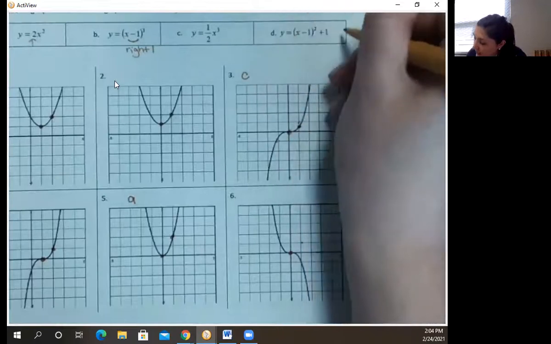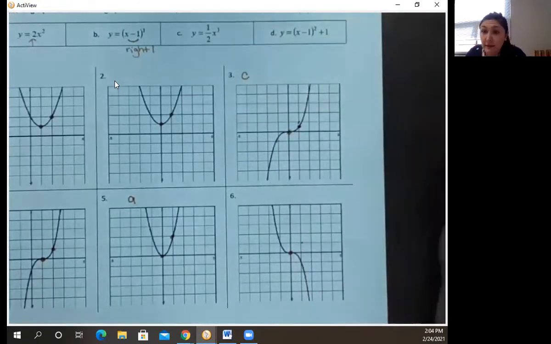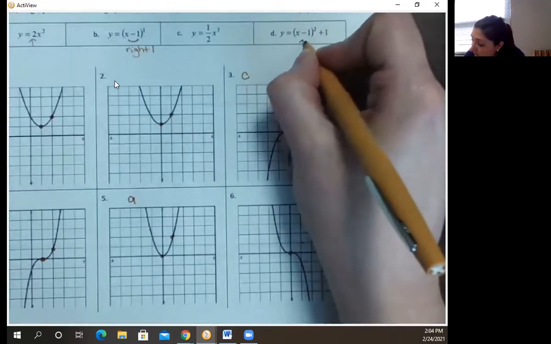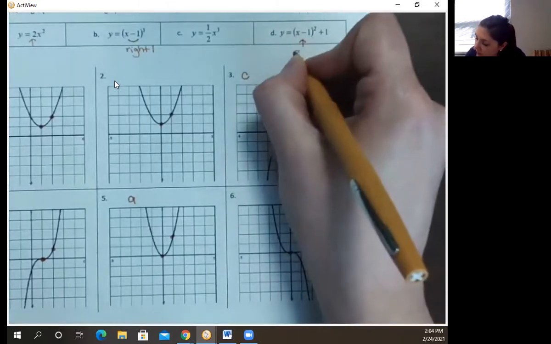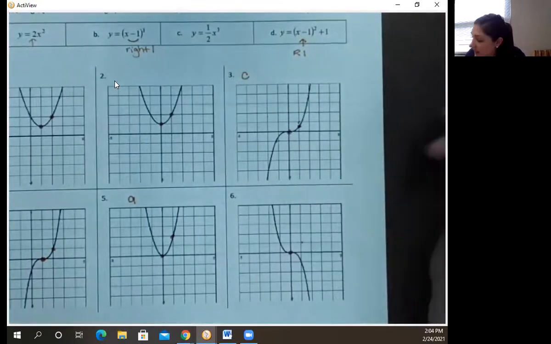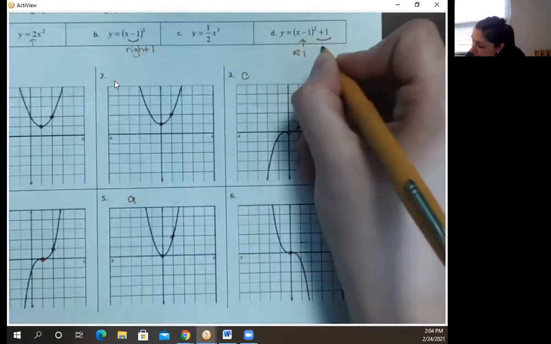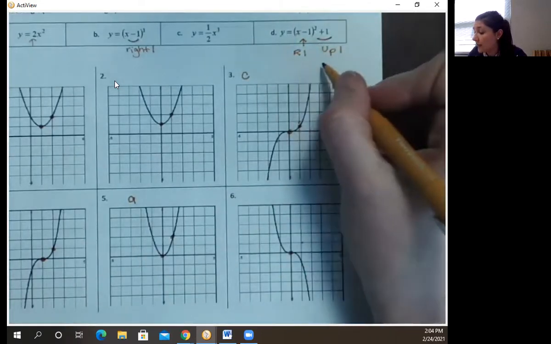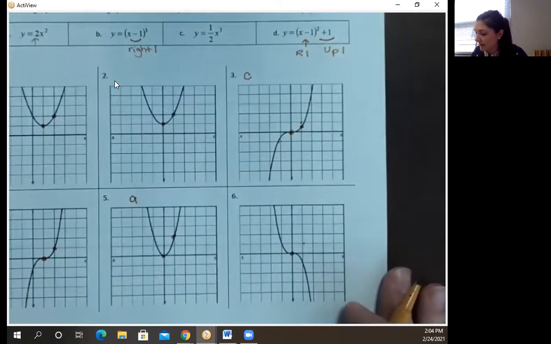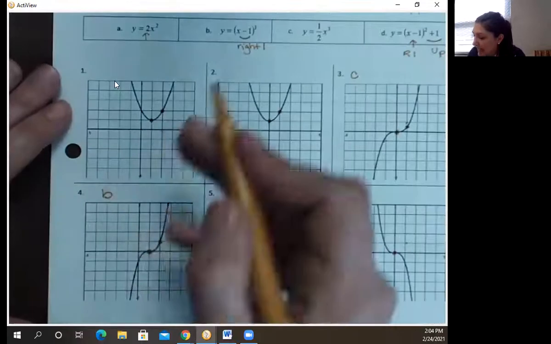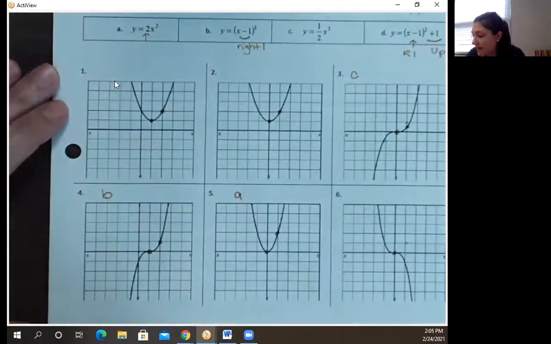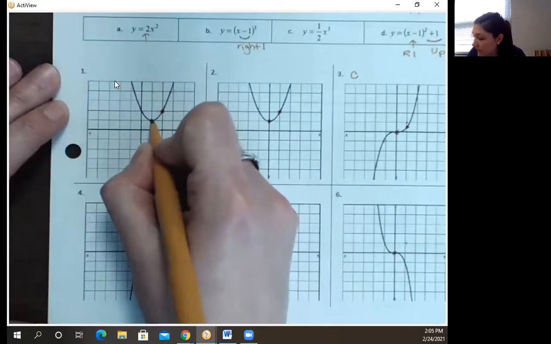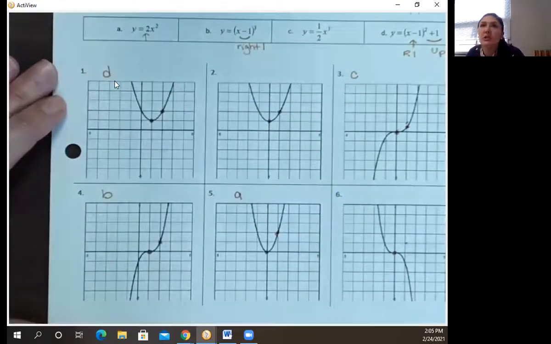The last equation that we have is another quadratic, since it's an x squared function. The -1 here in parentheses with x is going to tell me to move to the right 1 unit. And then the +1 at the end is going to tell me to move up 1 unit. So I'm looking for a parabola that's not stretched or compressed at all, but its vertex, the center of my parabola, is going to be moved to the right 1 and up 1. My parabola graphs that I have left are 1 and 2. If I look, the vertex of graph number 1 is moved up 1 and to the right 1. So this matches with equation D.